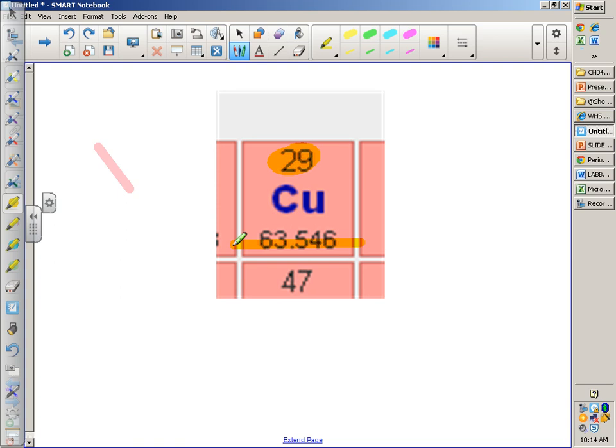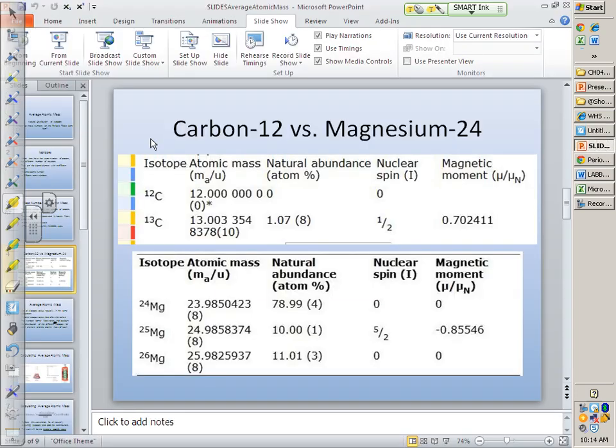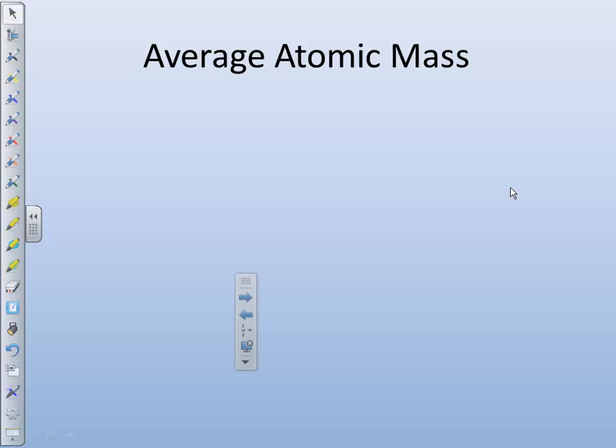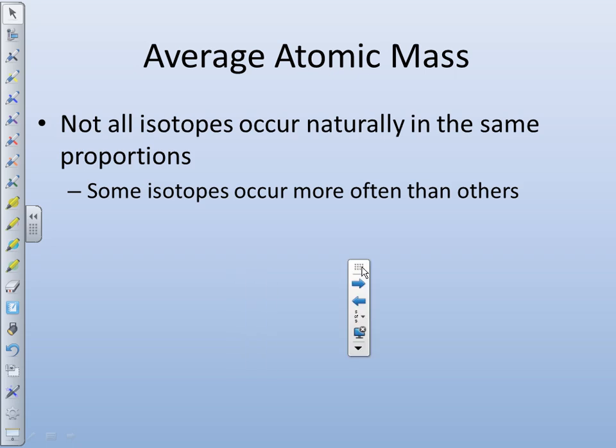63.5. None of those numbers we looked at there were that far away from a whole value. So is that number an atomic mass? Can't be. All of our atomic masses are pretty close to whole numbers, but that one isn't. That number is something different, and we call that number the average atomic mass, which I will get to in a second. The average atomic mass.